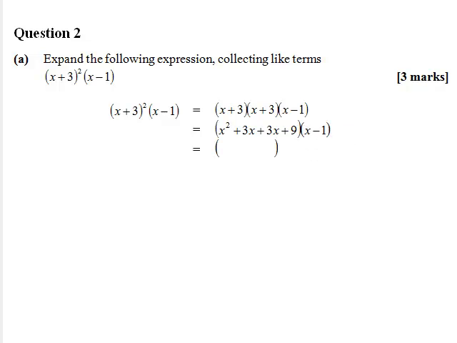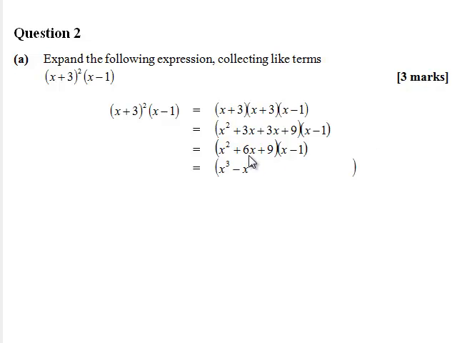Now let's collect the terms. We've got x squared, 3x plus 3x obviously is 6x, and then we have the 9, and then the third bracket there. I'm now going to multiply x squared by x to give me x cubed. I'm going to multiply x squared by minus 1, which will give me minus x squared.